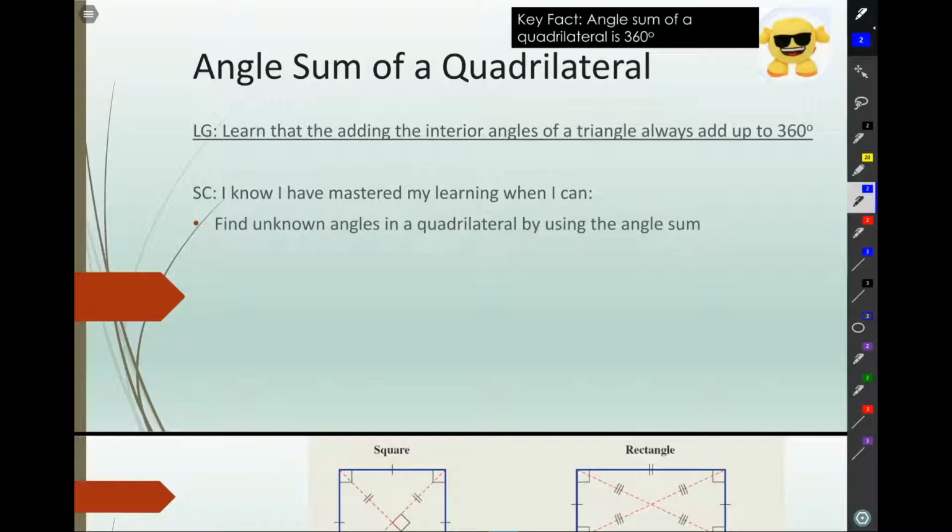This is going to be pretty similar to what we were looking at in our last lesson, but this time we're looking at shapes with four sides, not three. But again, we're going to be using what we talk about today to find unknown angles. That's what this is all about.